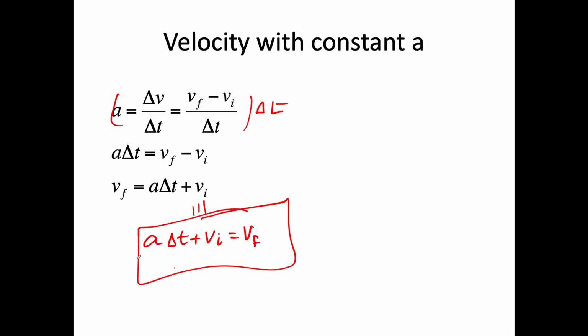Acceleration times time plus our initial velocity, sometimes it's 0, sometimes it's not, is equal to our final velocity. And this is where you have to read the questions carefully to figure out, hey, is this going to be positive? Do we have a value here, or is this going to be 0? If it's 0, that goes away. That makes everything easy. If not, you've got to compensate this equation for Vi.